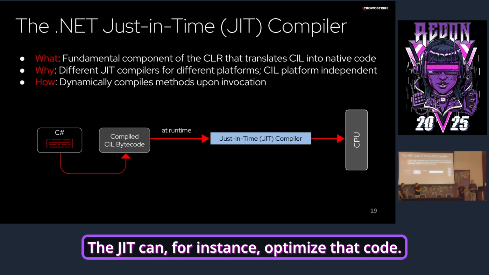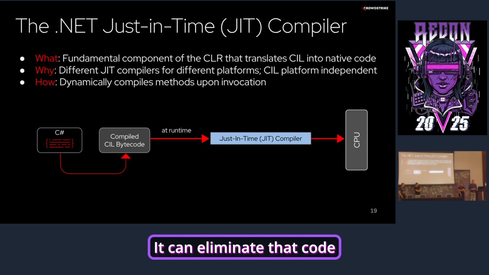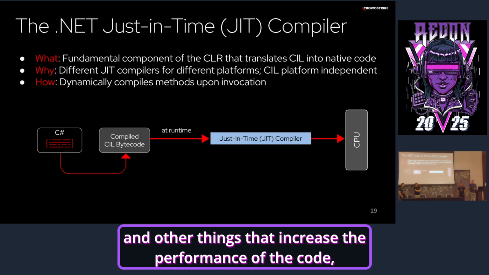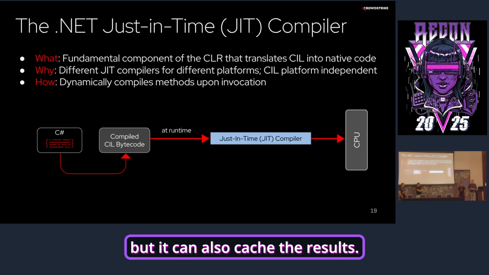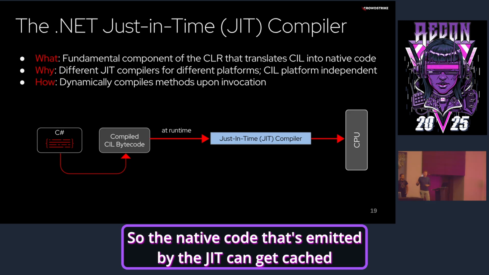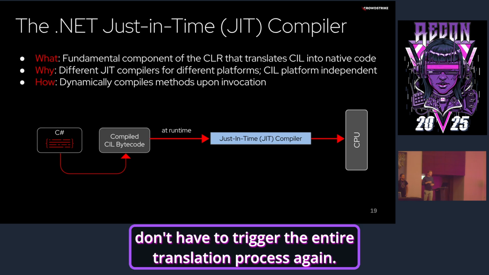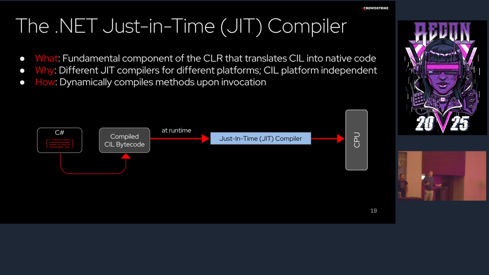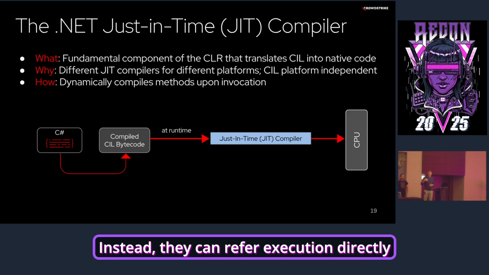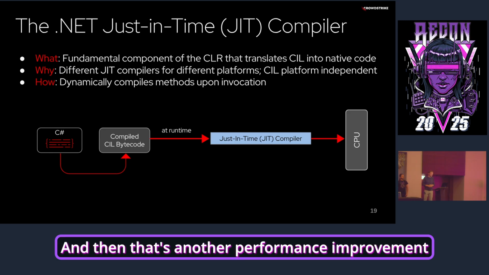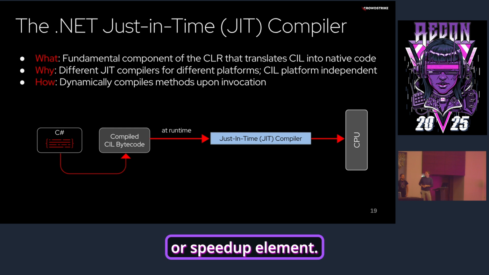This has a number of advantages, having a design where you have a JIT compiler. The JIT can, for instance, optimize that code. It can eliminate that code and can do things like loop unrolling and other things that increase the performance of the code. But it can also cache the result. So the native code that's emitted by the JIT can get cached, and then subsequent invocations of that method don't have to trigger the entire translation process again. Instead, they can refer execution directly to the cached native code, and that's another performance improvement or speed up element.